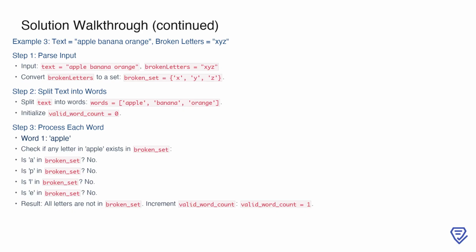Starting with the first word, apple, we check each letter against the broken set. None of the letters P, L, E are found in the broken_set, so apple is a valid word. We increment the valid word count to 1.